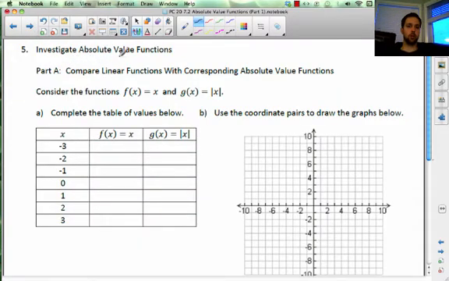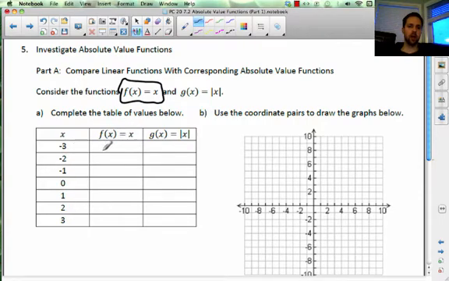So let's jump right into it. We're going to investigate some absolute value functions. So we're going to compare linear functions with corresponding absolute value functions. So consider these two functions. F of x is just given as x. G of x is given as the absolute value of x. So let's compare using these values of x.